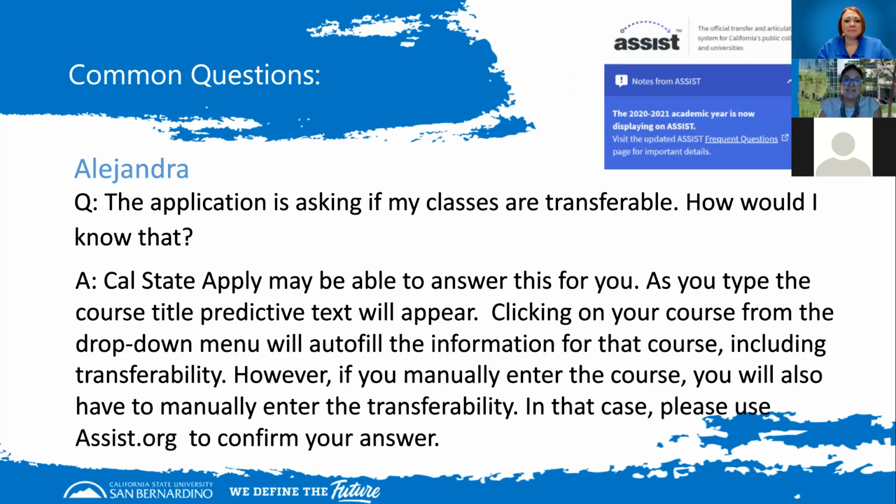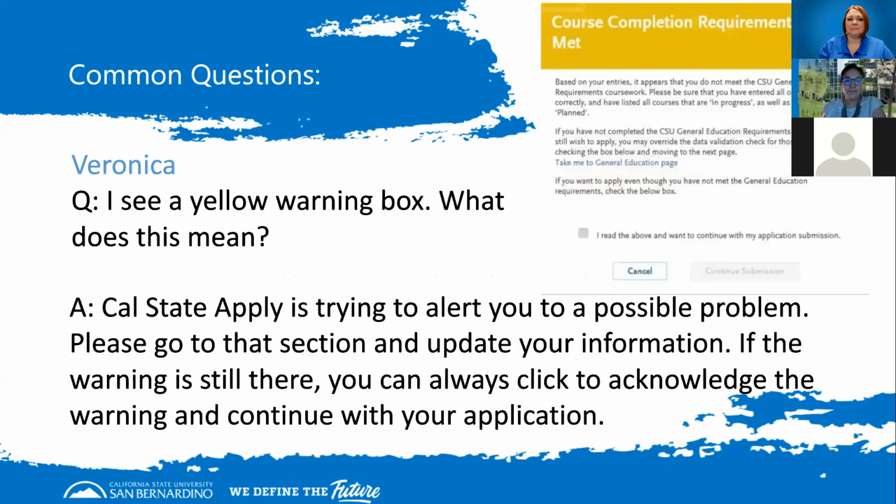And the next question is, the application is asking if my classes are transferable. How would I know that? Cal State Apply may be able to answer this for you. As you type the course title, predicted text will appear. Click on your course from the drop-down menu. It will fill out the information for the course, including transferability. However, if you manually enter the course, you will also have to manually enter the transferability. In that case, use the website assist.org to confirm your answer.